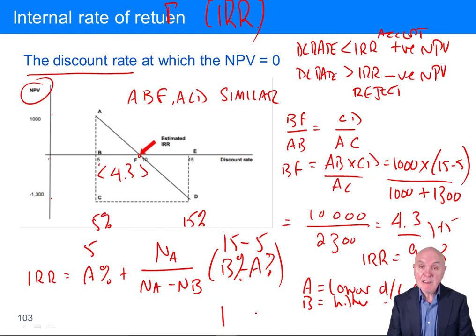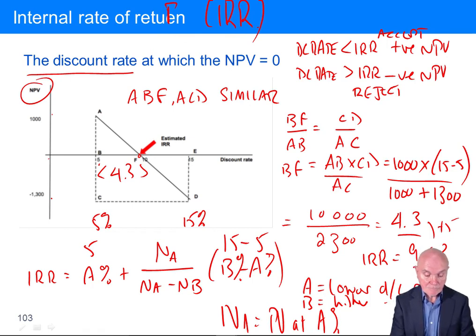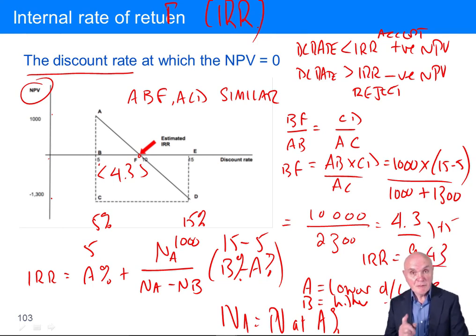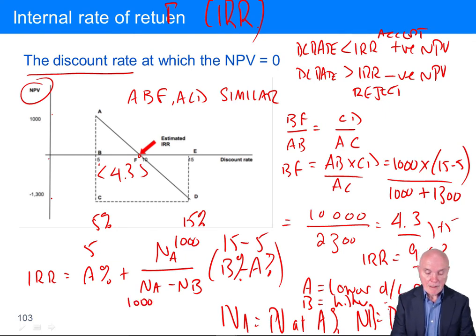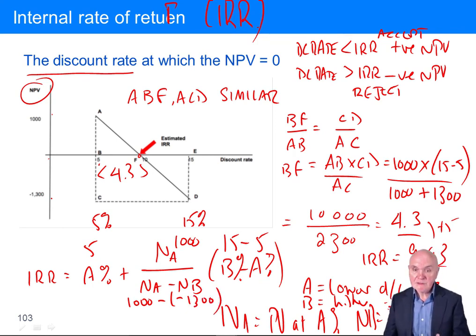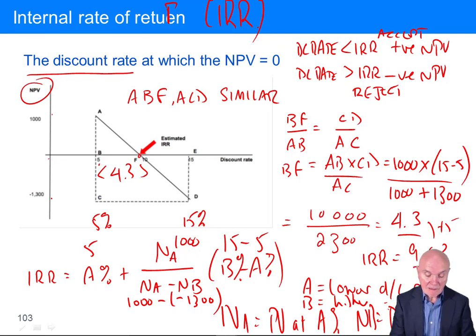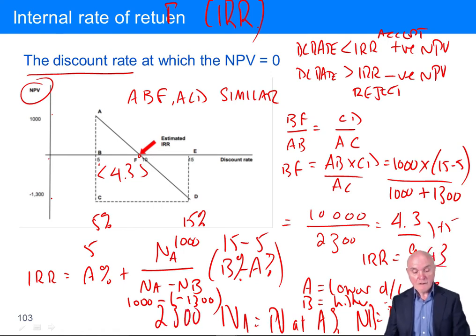NA is the present value at A%. So NA equals present value at A%. So that is 1,000. You see this formula coming out in here: 1,000, 15 minus 5. And where you need to be careful, because NB equals the present value at B%, NA is 1,000, but NB is minus 1,300. And a minus is a plus. So we had in here, basically, 2,300.